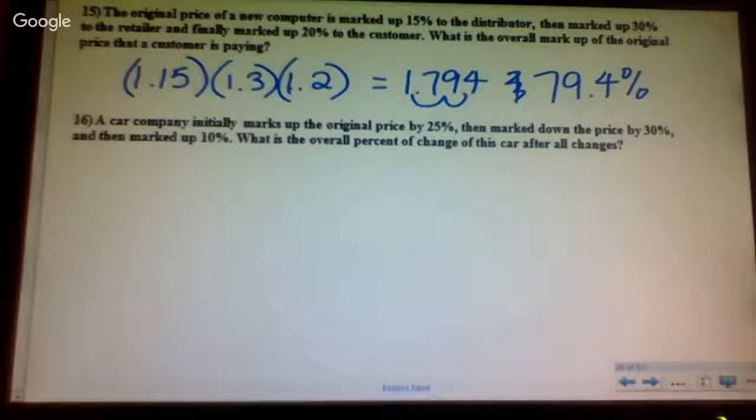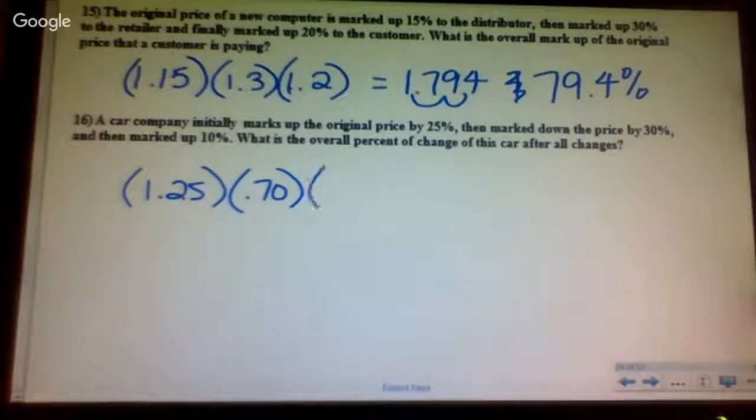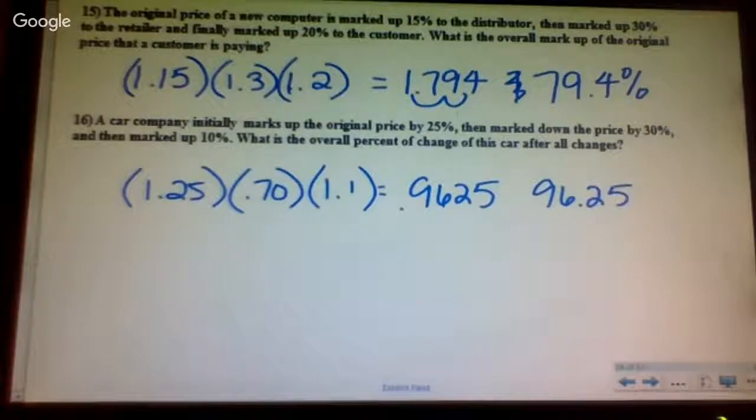Number 16. We're marking up by 25%. What does that look like? 1.25. Then we're marking down by 30. 0.70. It's 30% less than 100. 100 minus 30 is 70. As a decimal is 0.7. Now we're marking up by 10. 1.1. Multiply them together. 0.9625.